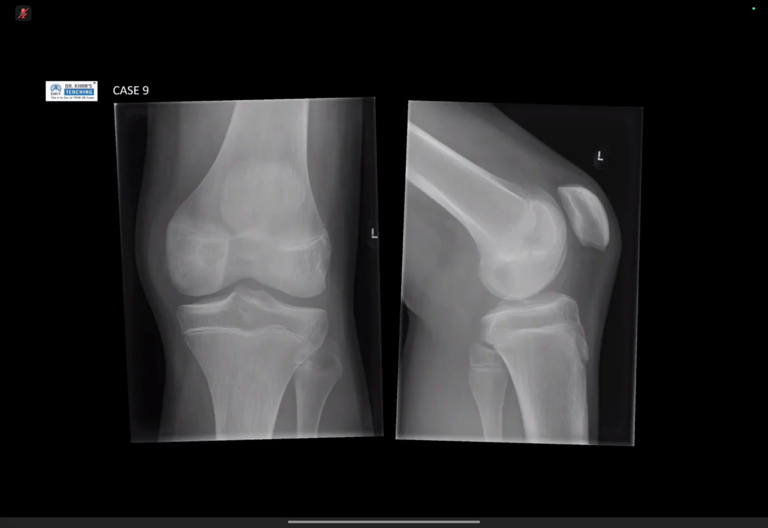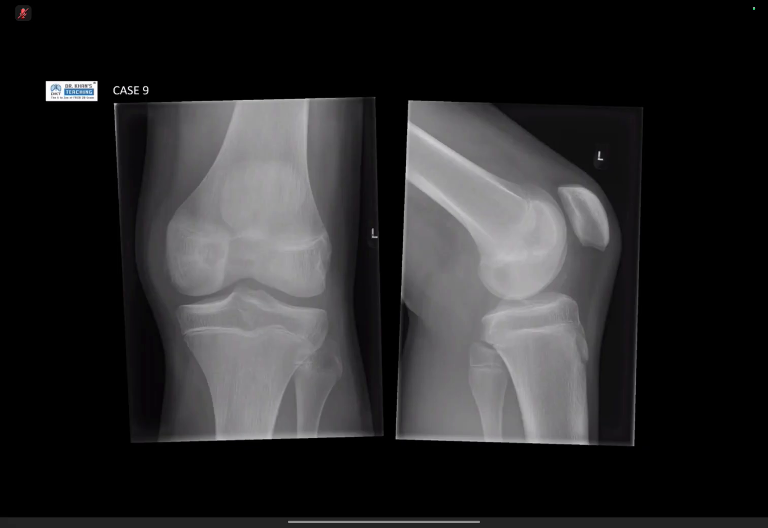For this young age, I'm worried about infectious pathology. This could be a Brodie abscess. I need to do an MRI for more delineation and characterization of this pathology. Any other differentials that you know of for lucent lesions that occur in the epiphysis that you would include in your differential?